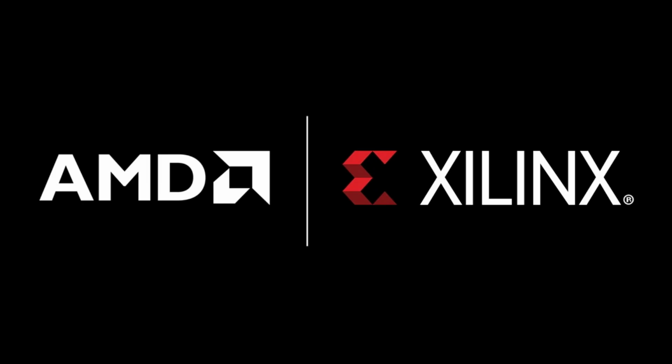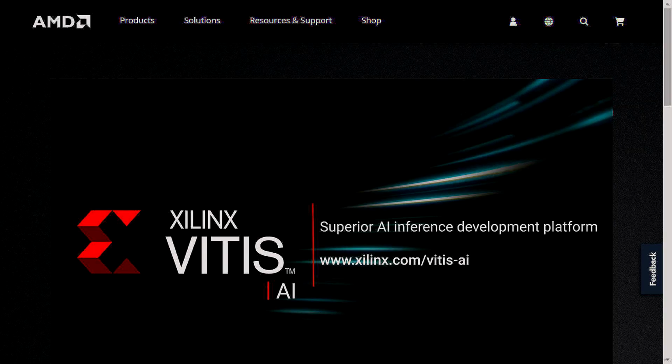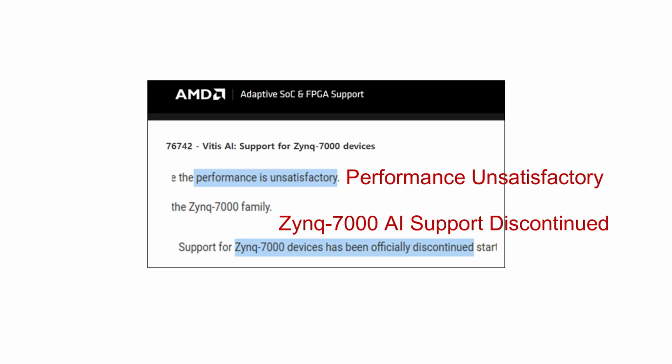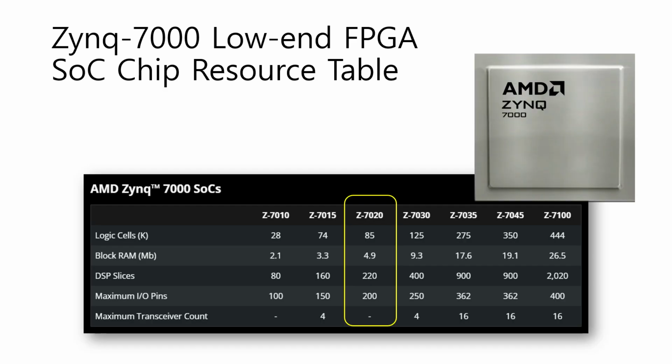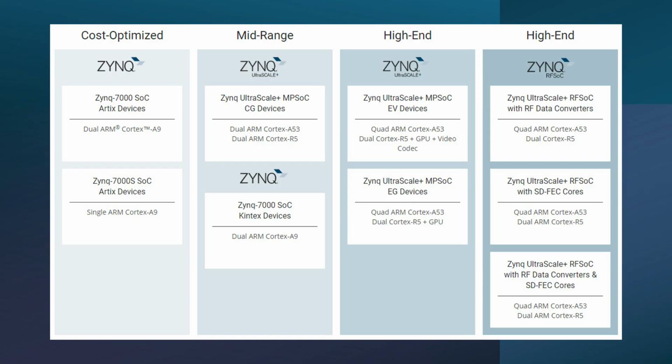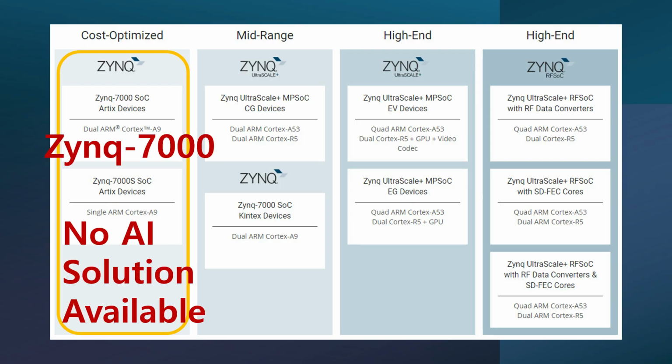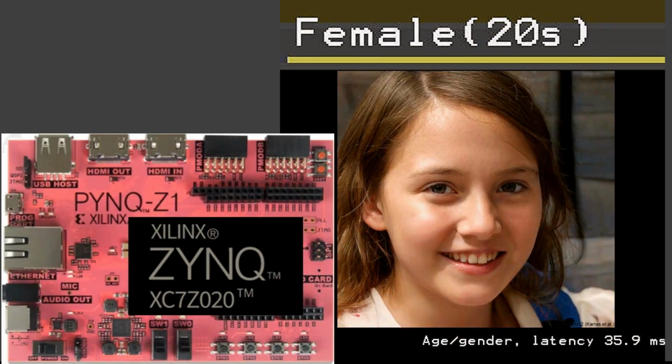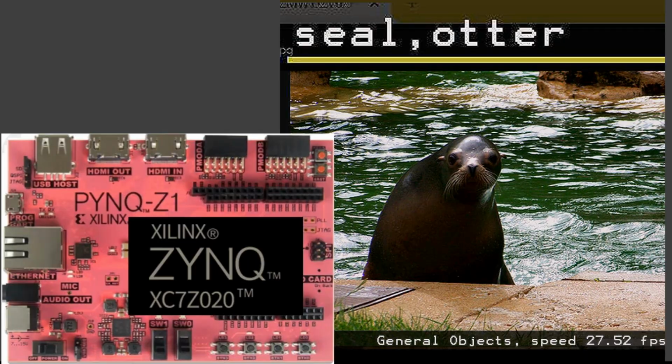AMD, the leader in the FPGA industry, has discontinued support for the Vitis AI solution for the Zynq 7020 FPGA chip due to the limited hardware resources of this chip. But as demonstrated in the previous video of this channel, the design presented here can run vision AI algorithms at high speed on the same Zynq 7020 and can be applied to various applications.